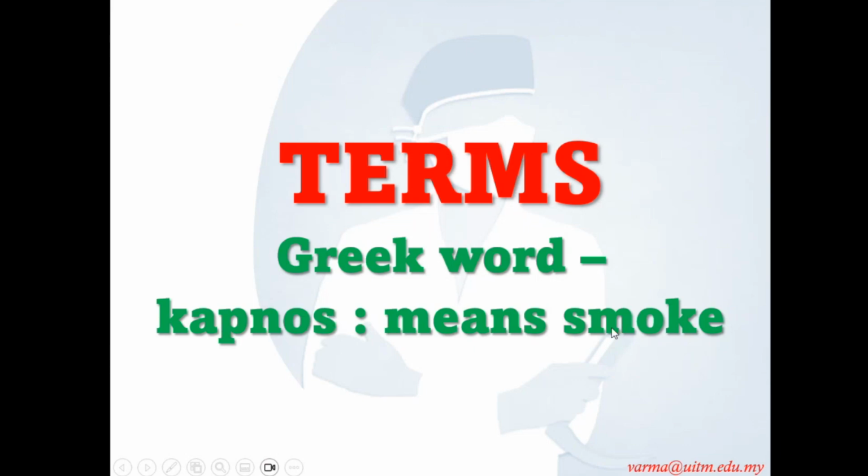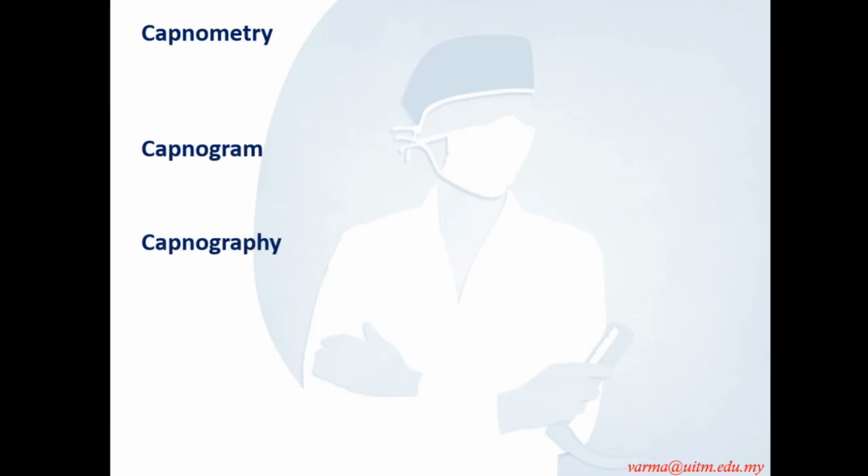Capno stands for smoke in the Greek word. So that's how the terms capnometry, capnography, everything come. It's going to measure smoke, so CO2 is taken as smoke. So we have 4 different things that you might be asked to define, apart from collision broadening just now: capnometry versus capnogram versus capnography. The final one is end-tidal CO2.